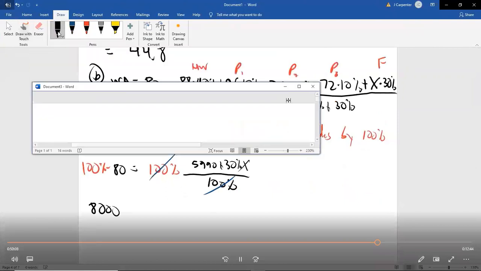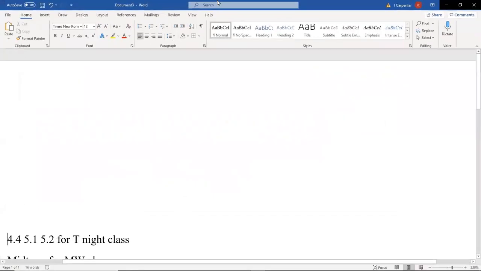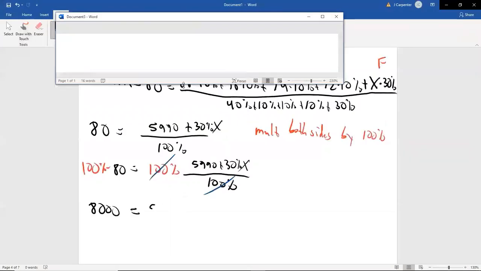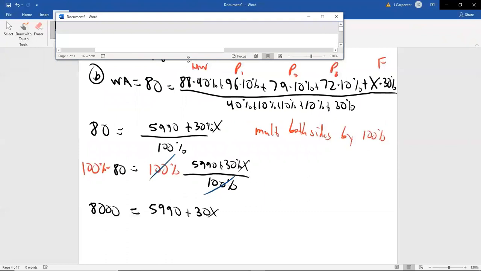8,000. And then that percent symbol is still, you can just kind of drag away in the end, plus the 30x. We're going to subtract the 5990 on both sides, doing our basic algebra, which is going to give us 2010.